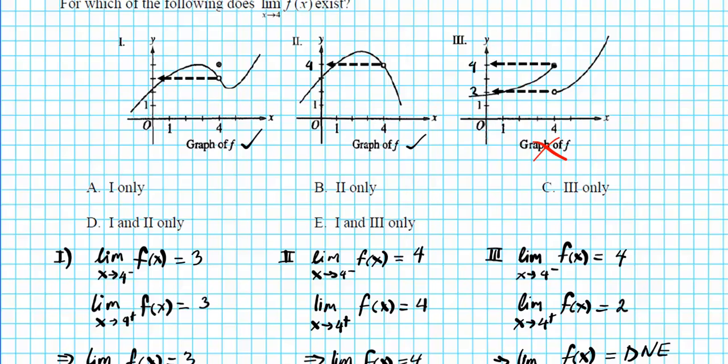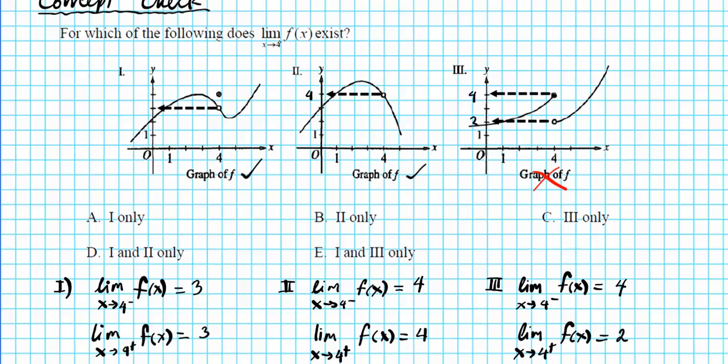So the question says, which of the following does the limit as x approaches 4 of the function exist? Options number 1 and 2, the correct answer is option letter B.